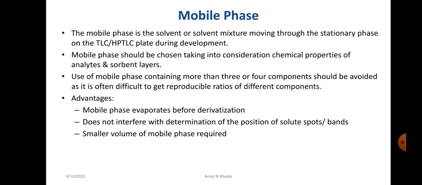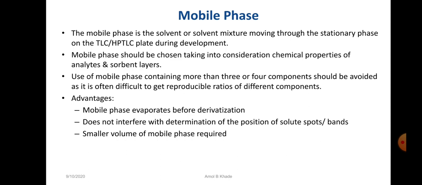Now coming to the mobile phase. The mobile phase is a solvent or solvent mixture moving through the stationary phase on the HPTLC plate during development. This mobile phase should be chosen taking into consideration the chemical properties of the analyte and the sorbent layers. Use of a mobile phase containing more than 3 or 4 components should be avoided, as it is often difficult to get reproducible ratios of these different components.